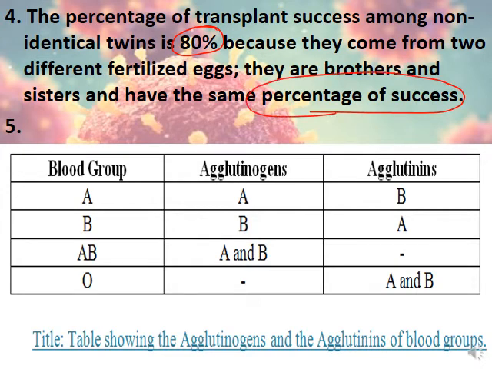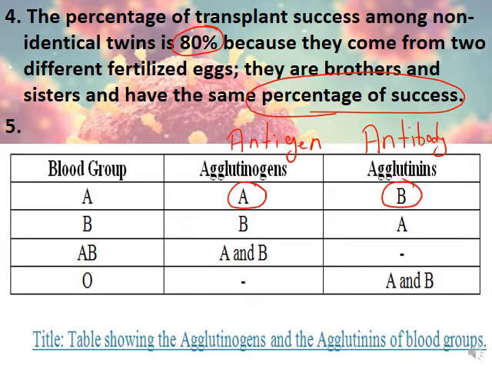Table. So blood group A, as I said, has the same agglutinogen. Agglutinogen, I said, is similar to antigen, and agglutinins is the same as antibody. So here, blood group A has an antigen similar to the blood group, so it has antigen A, and an antibody different from A. It's going to be B.